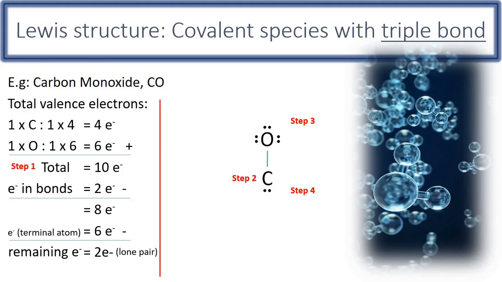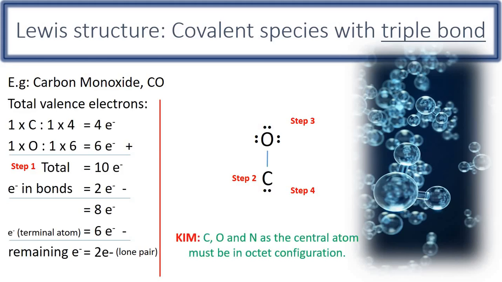But we are not finished yet. Please keep in mind carbon, oxygen and nitrogen as the central atom must be in octet configuration. As we can see here, the carbon atom has only 4 electrons surrounding it. Therefore, we have to convert the electron pairs from the terminal atom into the covalent bond until the central atom achieves octet configuration. There we have it, the Lewis structure of carbon monoxide.